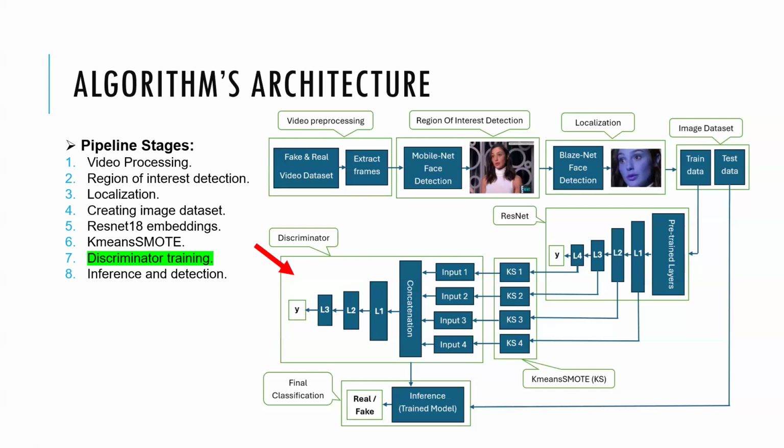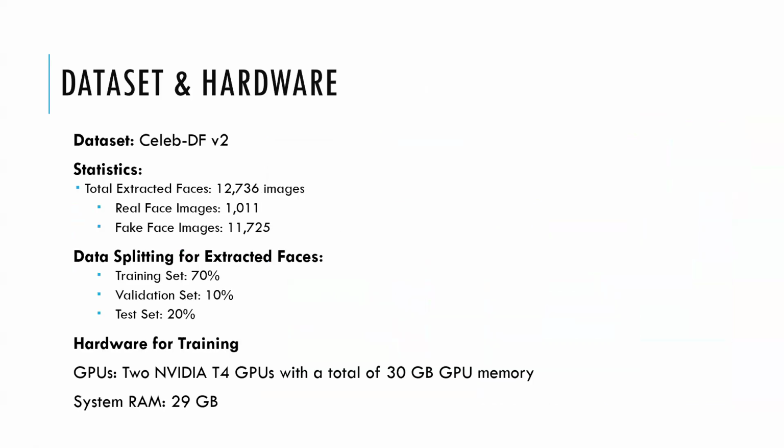After training is done and we save the best trained model, we use the test data set to perform inference and analyze the accuracy, or use it for detecting fake faces. For training, we use 70% of the data for training, 10% for validation, and 20% for testing and inference. We use two NVIDIA T4 GPUs and 29 gigabytes of RAM.